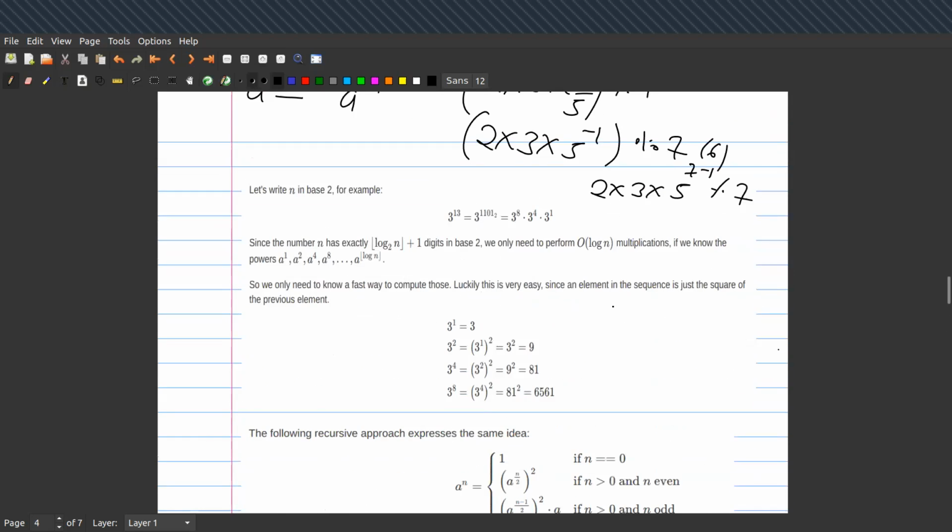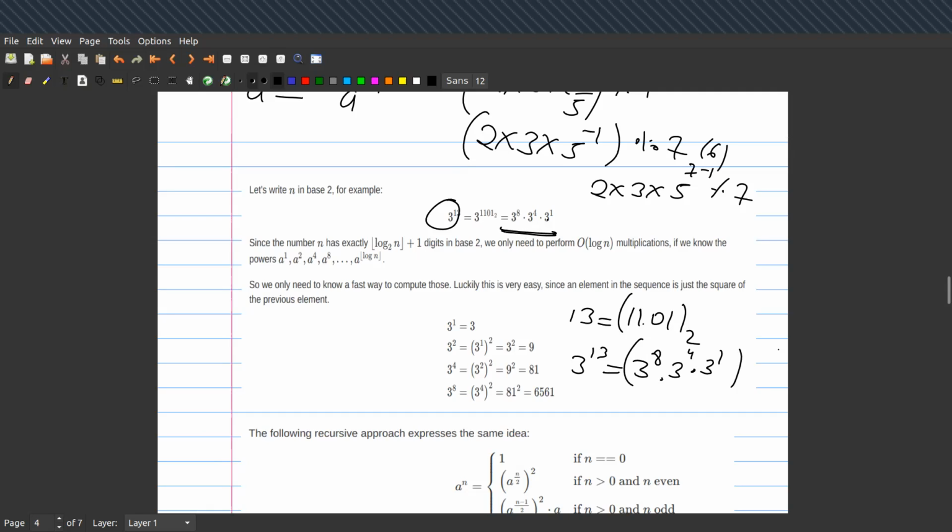So what we do is, suppose we want to find 3 to the power 13. We write the 13 in terms of base 2. So 13 in base 2 is 1101, that is 1 plus 4 plus 8, which is 13. So 3 to the power 13 will be 3 to the power 8 times 3 to the power 4 times 3 to the power 1, which is over here.